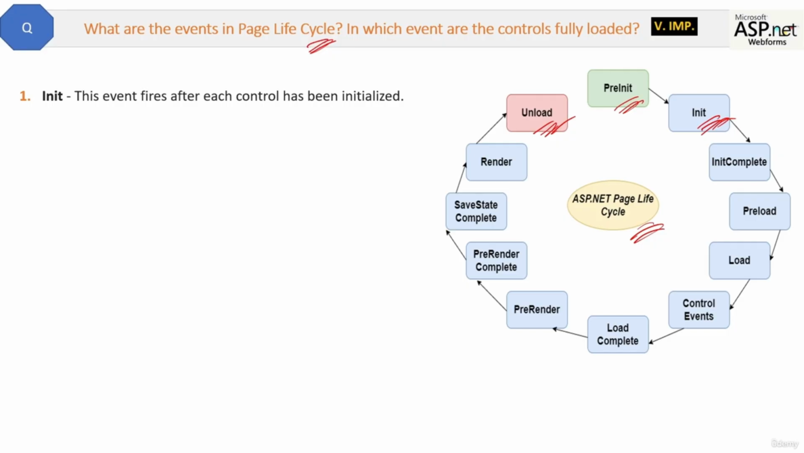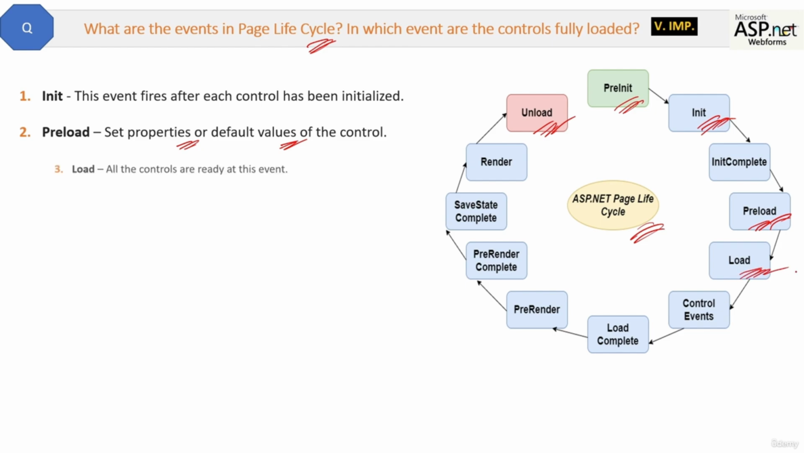Okay, next important event is preload. After initialization, in this event you can set properties or default values of the control. That is what preload is for. Next important event is load. So after preload event, all the controls are ready at this event. Ready means, for example, in case of text box, after text box load event, you can assign values or text to text box control, right?